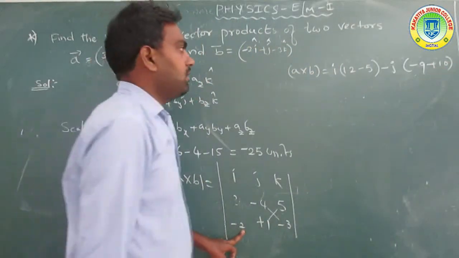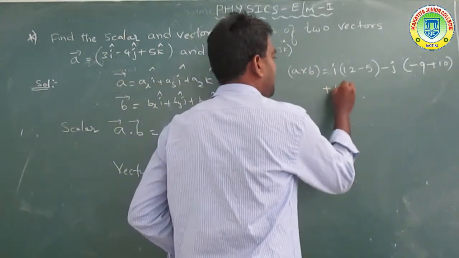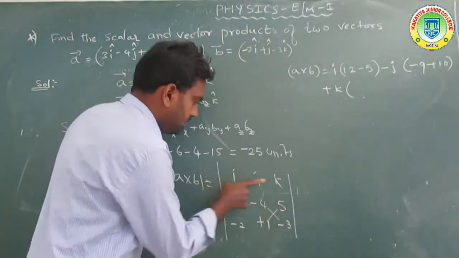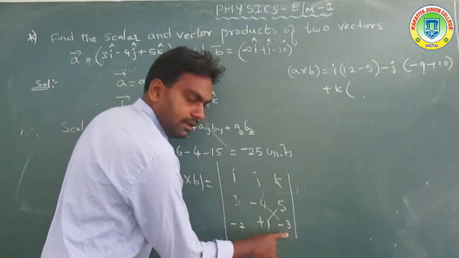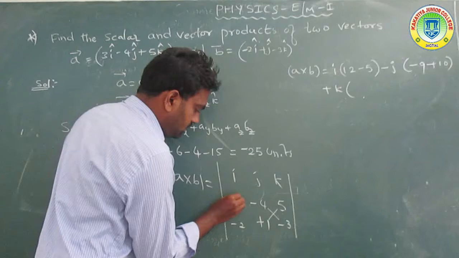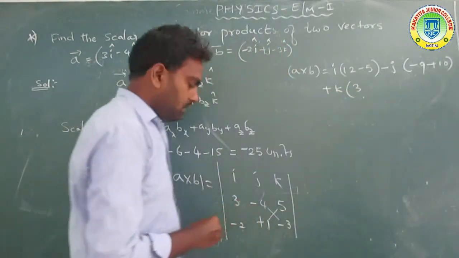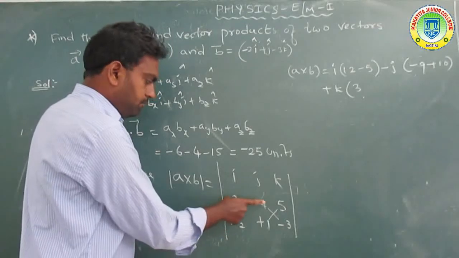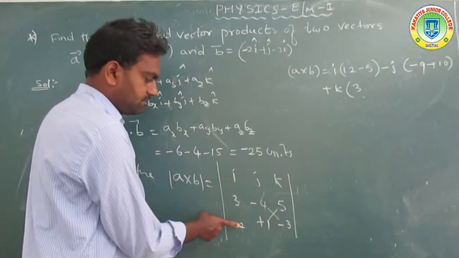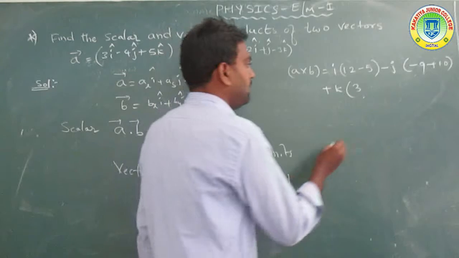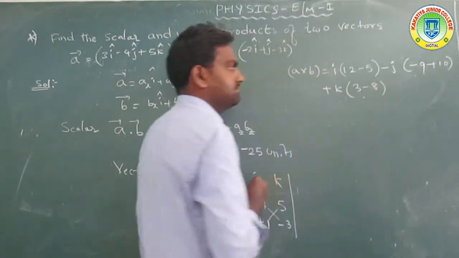Okay, got it. Now plus k is taken, so the k row is cancelled. The remaining 2, so 3 into 1, so 3 is taken. So minus 4 into 2 is 8. Minus into minus is plus, so minus 8 is taken.